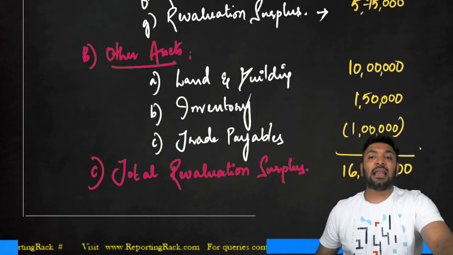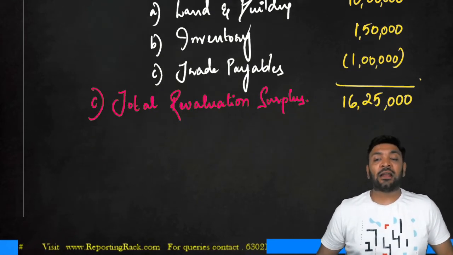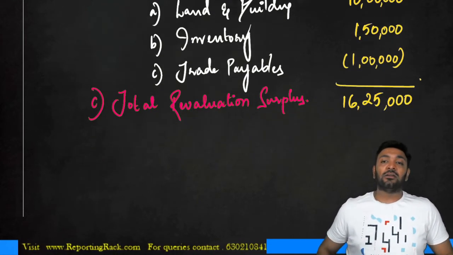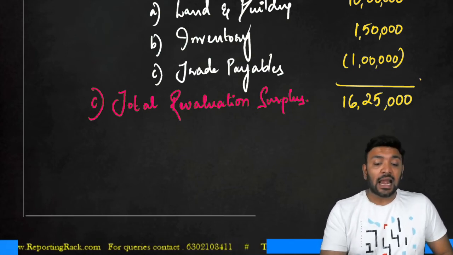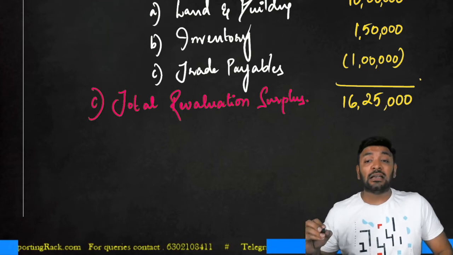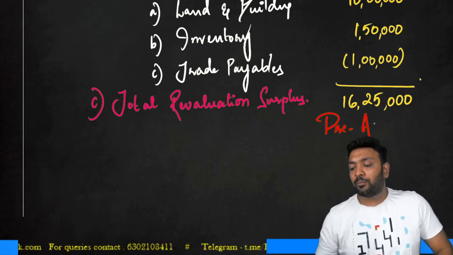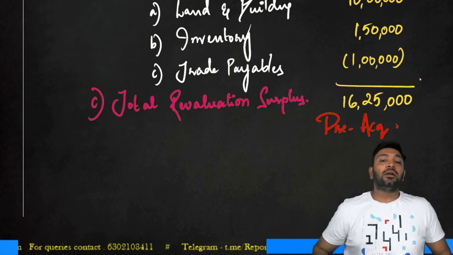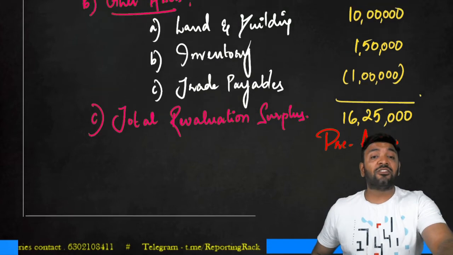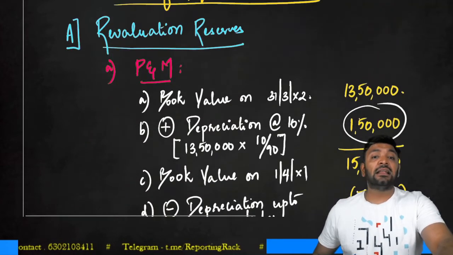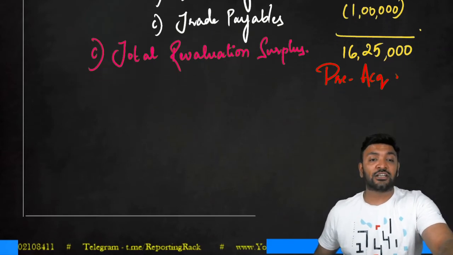5,75,000 plus 10,00,000 is 15,75,000. 16,75,000, 17,25,000 minus 1,00,000 is 16,25,000. So that is your answer of total revaluation surplus. And this revaluation happened on the date of acquisition, so the entire amount should be considered as pre-acquisition. This is the first reserve that we analyzed, that is revaluation surplus: 16,25,000 is pre-acquisition.